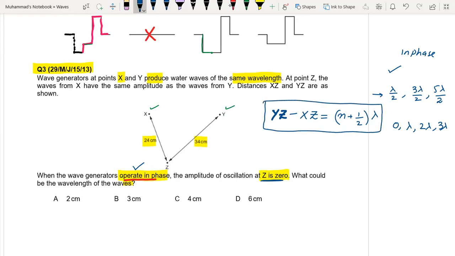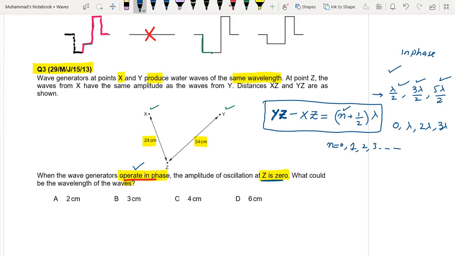N can be any positive whole number. For example, if n is 0, then the path difference will be 0 plus half lambda, that is lambda by 2. If I put n as 1, that will be 3 lambda by 2. If I put n as 2, that will be 5 lambda by 2. So n can be 0, 1, 2, 3. So this is the general condition for destructive interference.